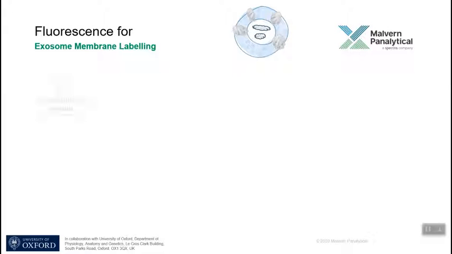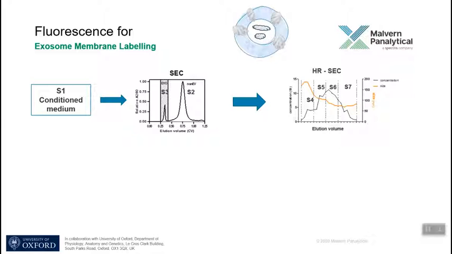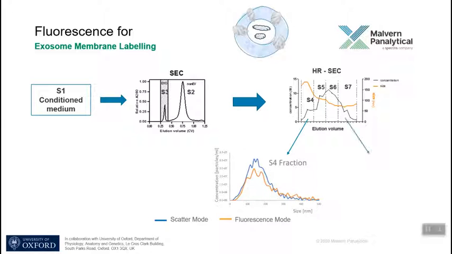In this example here, exosomes were isolated from cell culture supernatant of a cell line using a differential centrifugation followed by size exclusion chromatography to obtain a pure exosome population. Subsequently, exosomes were subjected to fractionation by high-resolution size exclusion chromatography. All isolated and fractionated samples were labeled with CellMask Orange plasma membrane dye and analyzed with NanoSight under both the light scatter and fluorescence mode.